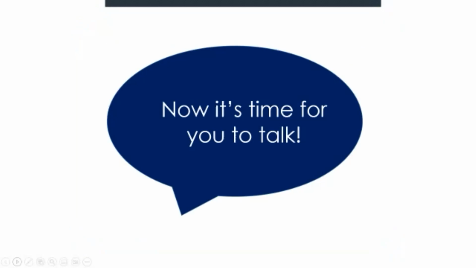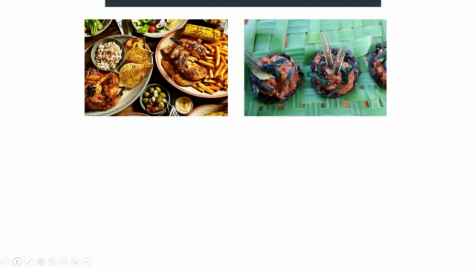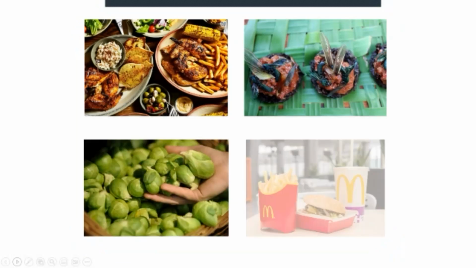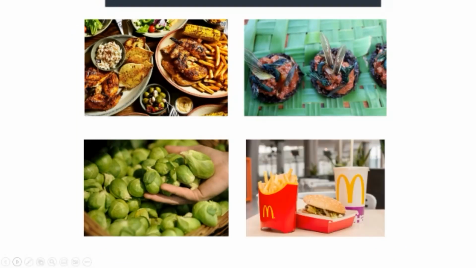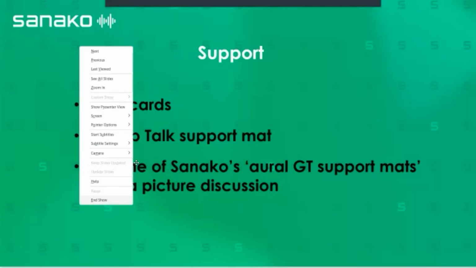And then it's time for them to talk. And you could put on the screen yourself rather than giving them out these pictures if you want to sort of control it a bit more. And we've got the topic of food here. And we've hopefully got some things that they're going to have a negative opinion about. So that's been deliberately chosen. So I'm going to show you an example now of one of Sanako's oral group talk support mats.